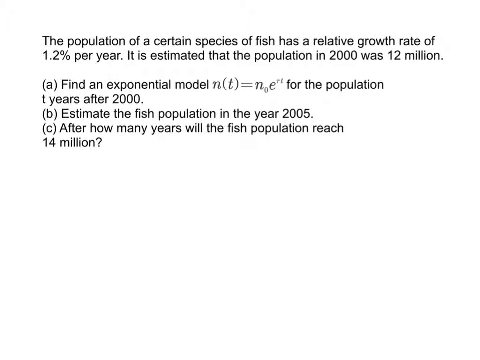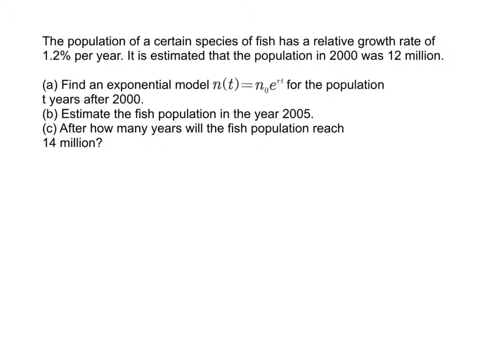The population of a certain species of fish, I love how they say certain species because they don't want to think of a name of a fish, has a relative growth rate of 1.2% per year. It is estimated that the population in 2000 was 12 million. Find an exponential model function for the population t years after 2000.